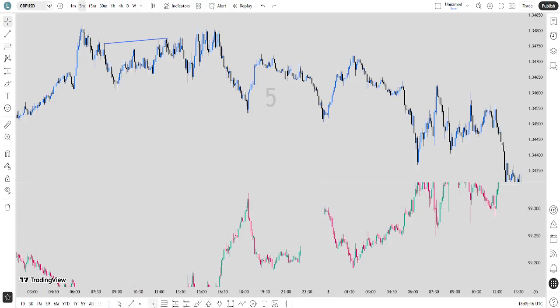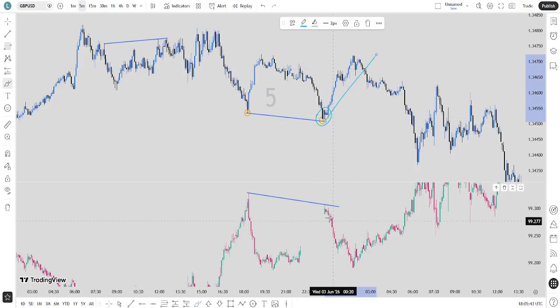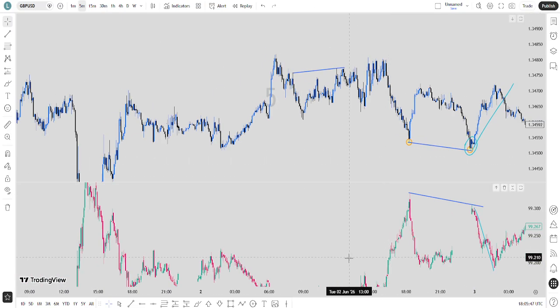Here we have another SMT divergence, I think. Pound USD made a low and pound USD again made a lower low at this point, but the dollar index failed to make a higher high. You see, it made a lower high while the pound USD made a lower low. So this was your reversal area in the pound USD, and you can expect price to go up in the pound USD and price to go down in the dollar index. This was also an SMT divergence.